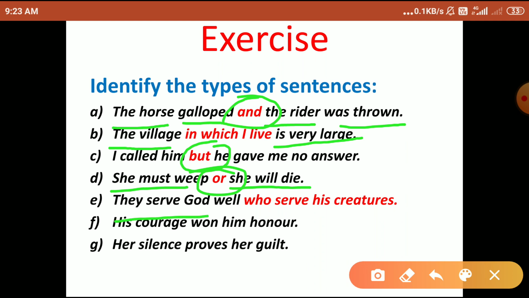They serve God well who serve his creatures. So "they serve God well" is a complete clause. It gives complete sense. "Who serve his creatures" is dependent on the first part. So it's a complex sentence.